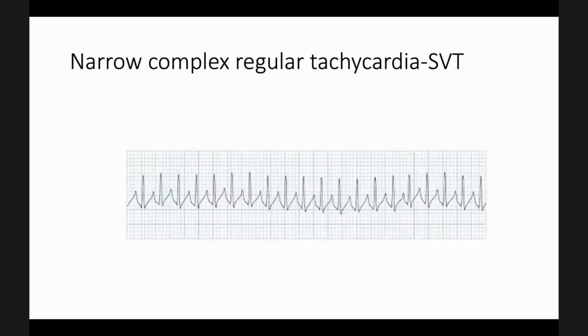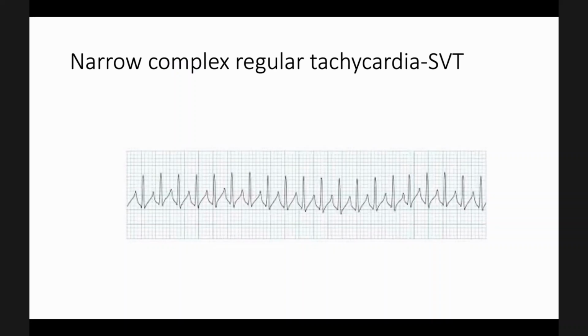How do you give adenosine? IV bolus. Yes, you have to give a quick bolus, within seconds. Once you give it, you have to flush it with normal saline, otherwise it won't reach the heart. You have to quickly flush it again with the normal saline, not distilled water.